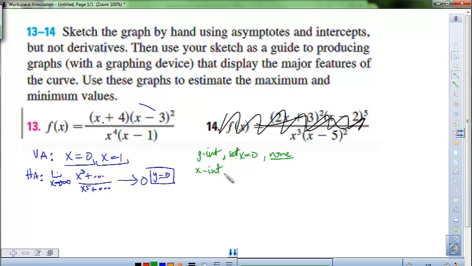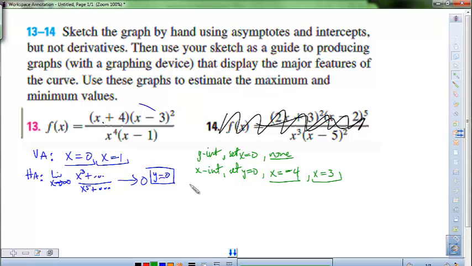To find the x-intercept, we set y equal to 0, and when we set y equal to 0, we essentially just set the numerator equal to 0, and since it's already factored, we're going to get x is equal to -4 and x is equal to +3 as our x-intercepts.